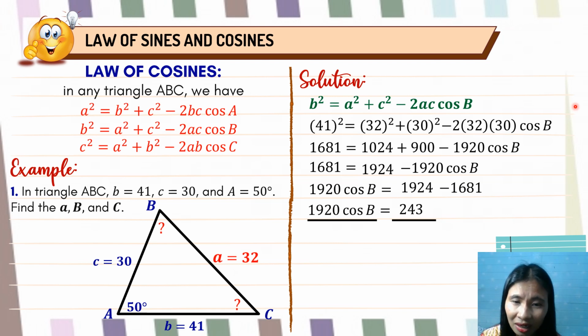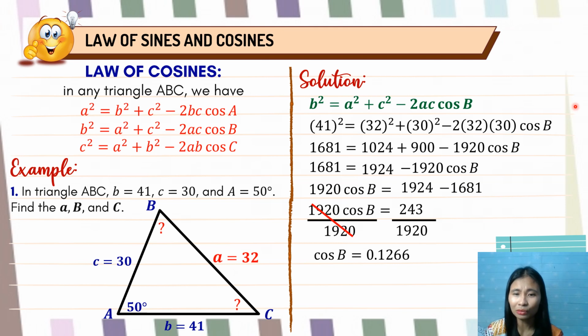Simplifying it further, divide both sides of the equation by 1,920. 1,920 is cancelled, so what remains? Cosine B is equal to 0.1266. So where did I get 0.1266? That is 243 divided by 1,920. Now let's try to do the inverse function.